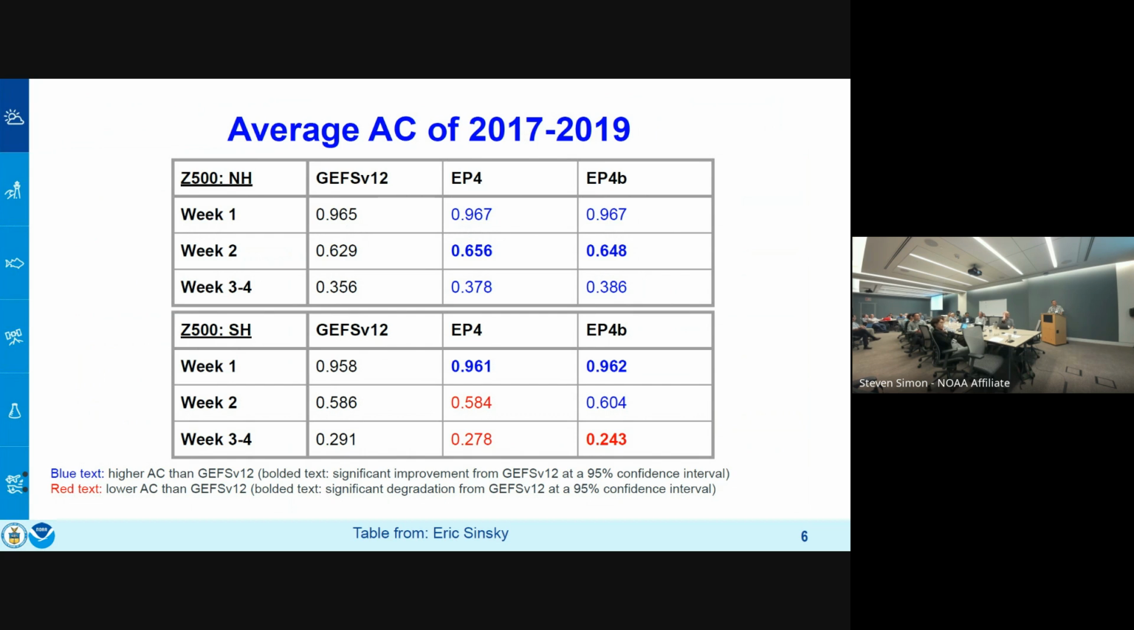EP4 and the EP4B for week 3 and week 4 is not as good as GEFS 12. And for week 3 and week 4, if we have aerosol coupling, it is significantly worse in the southern hemisphere. But in the northern hemisphere, everything is good.